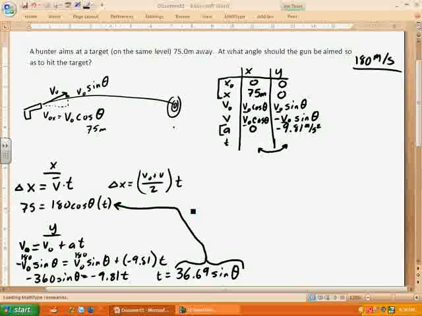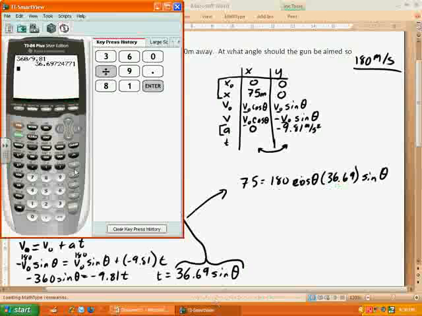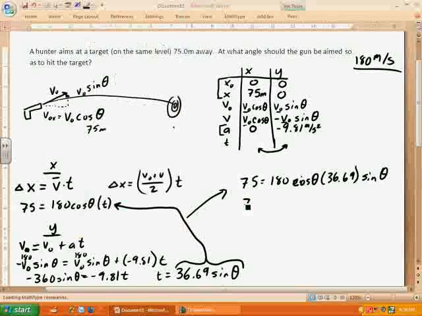I'm going to rewrite it over here. So I'm going to have 75 equals 180 cosine of theta times 36.69 sine of theta. Okay, so here I'm going to multiply 180 times 36.69, so times 180. Okay, so now I have 75 equals 6605 sine of theta cosine of theta.